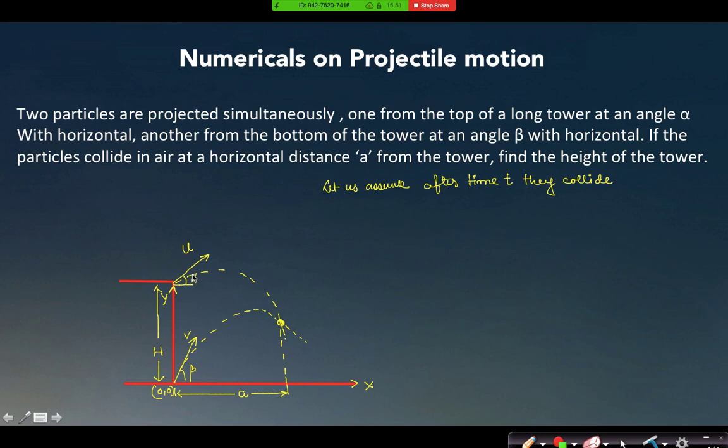So what is the x coordinate of both the particles? A. If A is the x coordinate, then what is the x position of the first particle? Yes, it is ut cos alpha. And for the second particle, what is the x displacement? Vt cos beta.